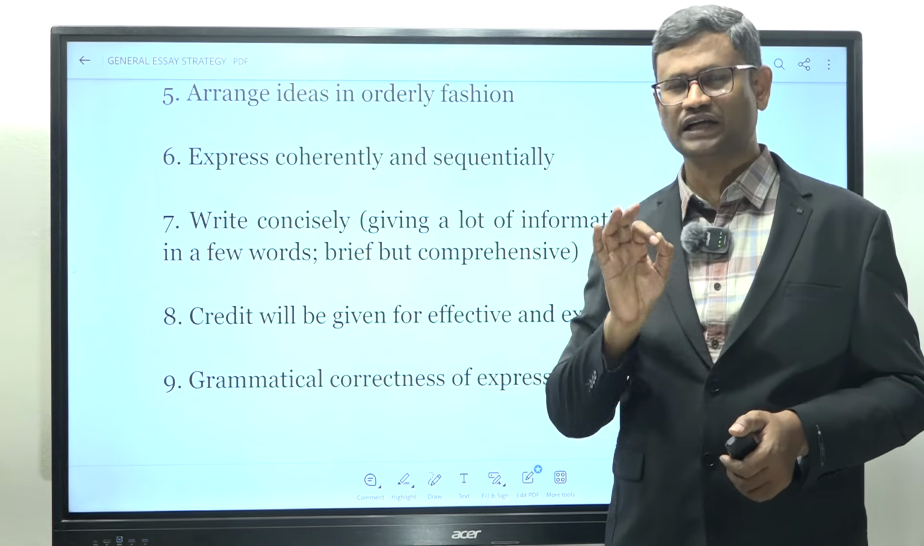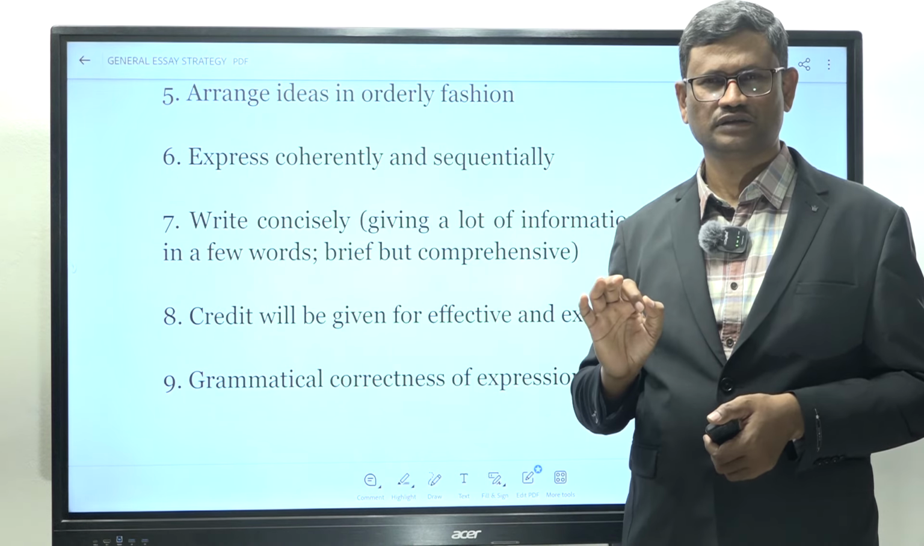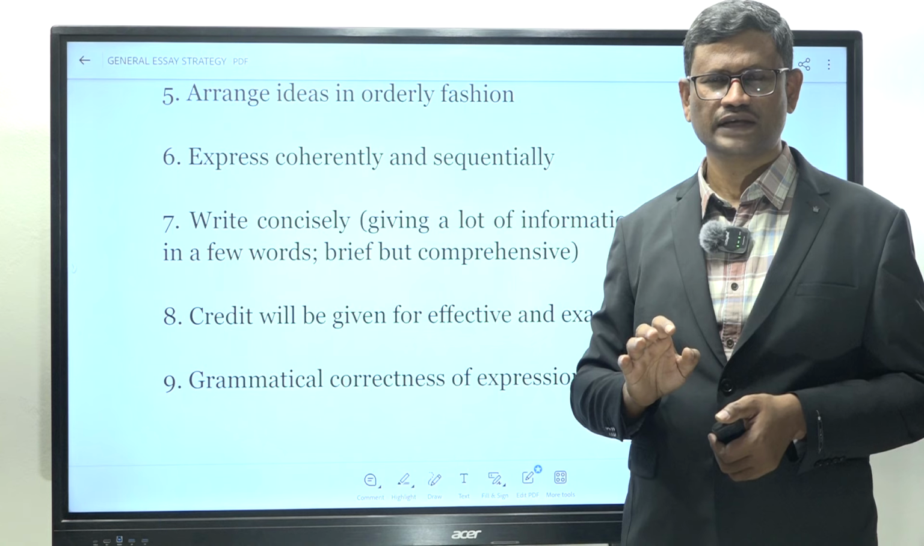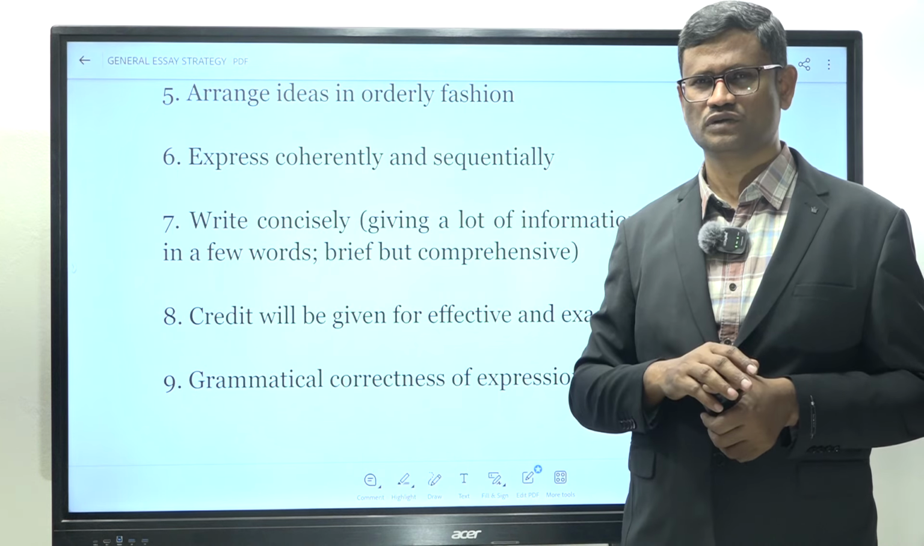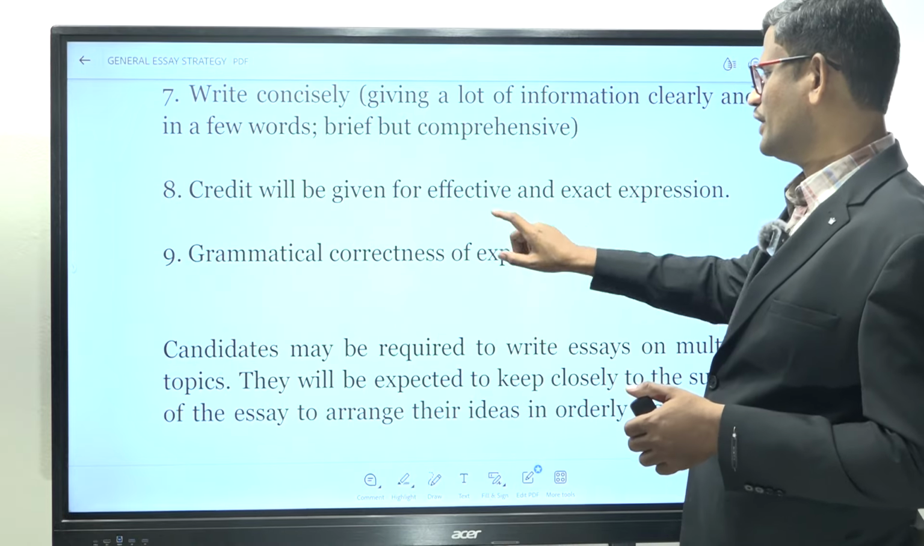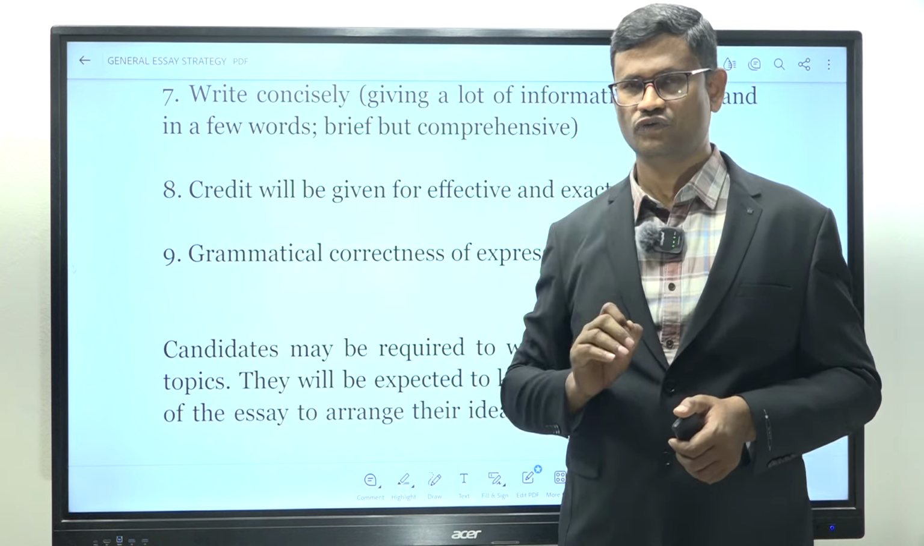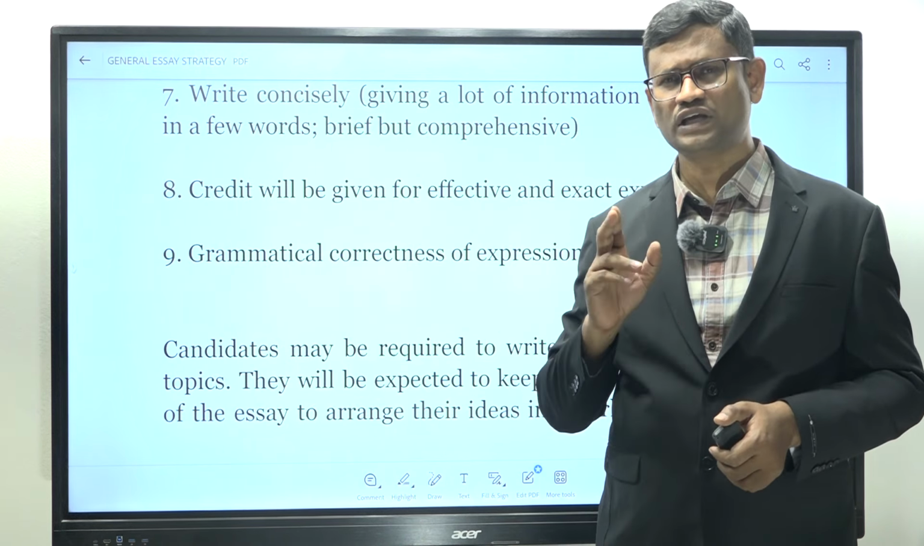Write concisely. Writing concisely means writing very clearly, communicating your ideas, taking a smaller number of words, and not taking too many words. Then it was also said, credit will be given for effective and exact expression. When you write the essay answer, make your essay answer effective.